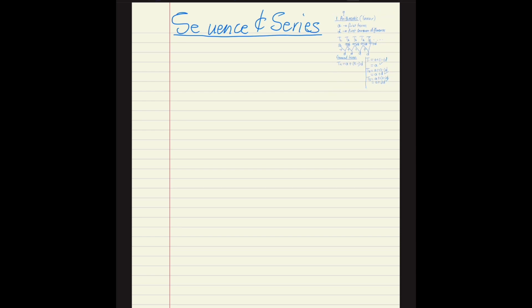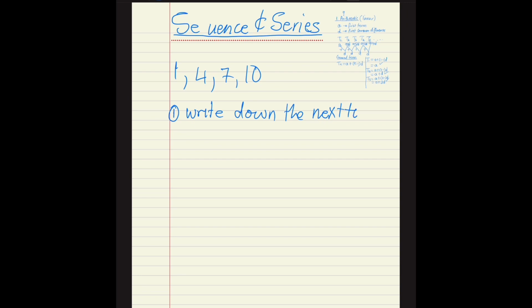Now let's continue. Let's say I have, for example, 1, 4, 7, 10. Now what will the question say? Question number 1: write down the next 2 terms. So where do the two terms I will write come from?